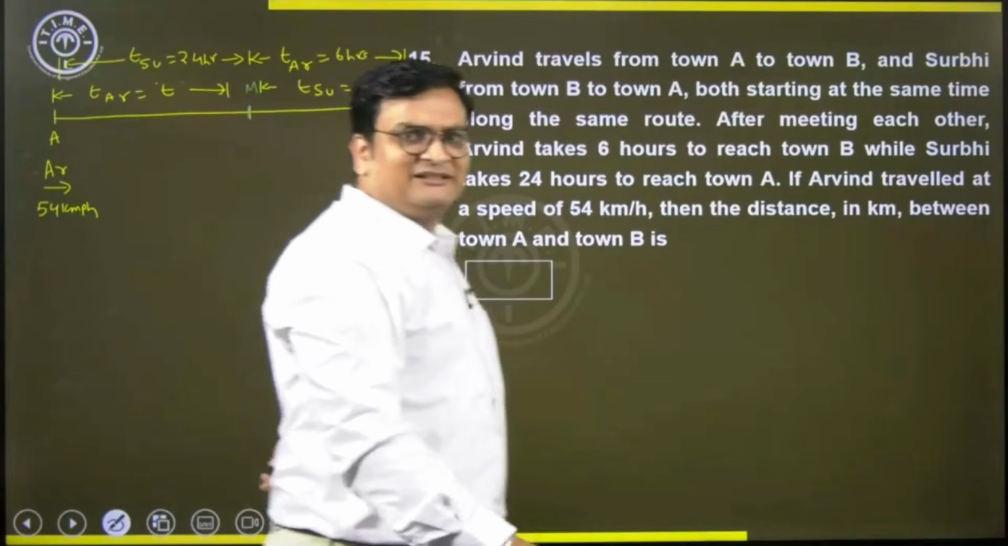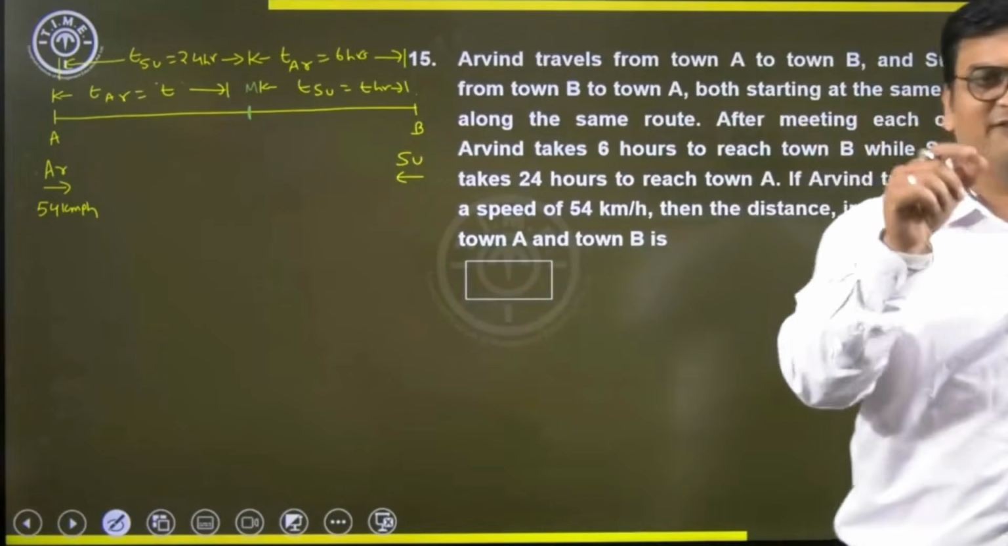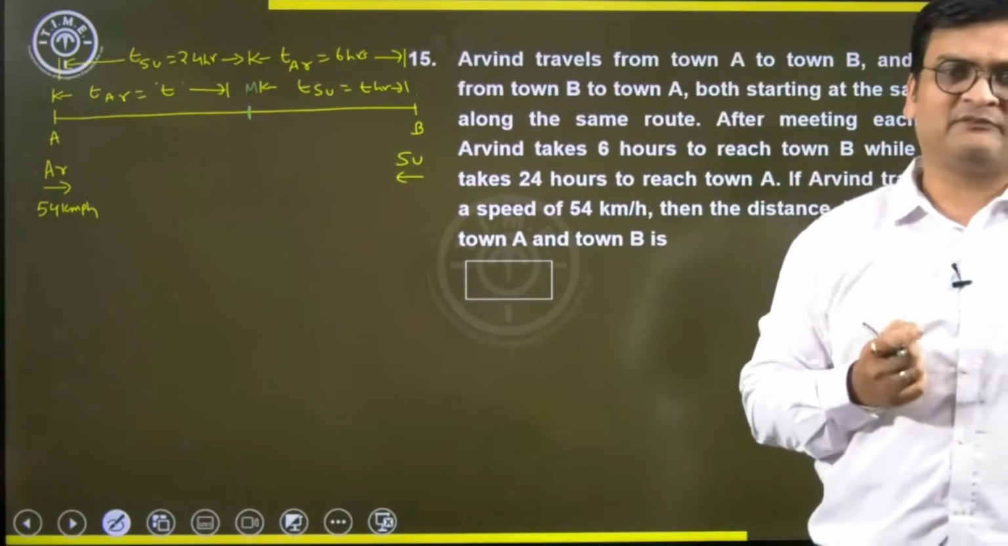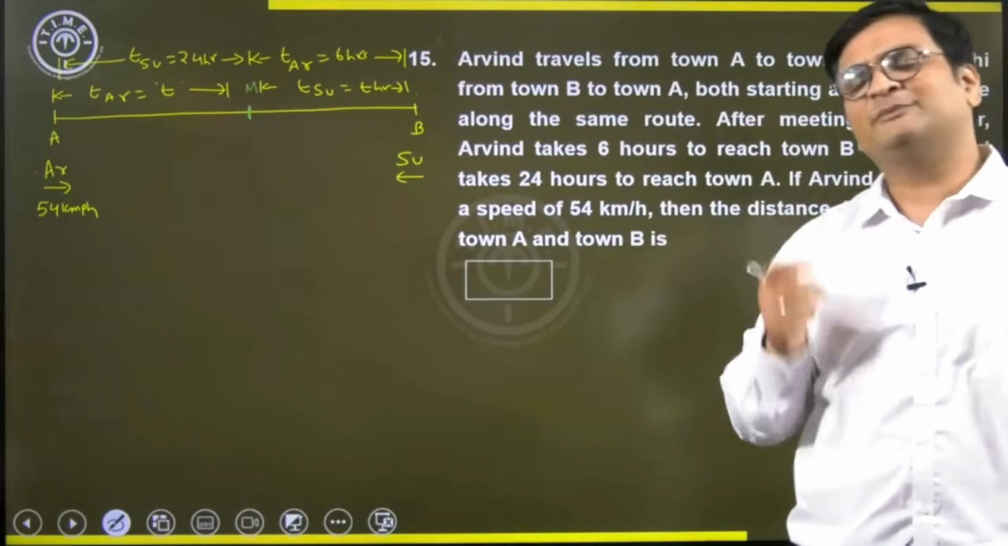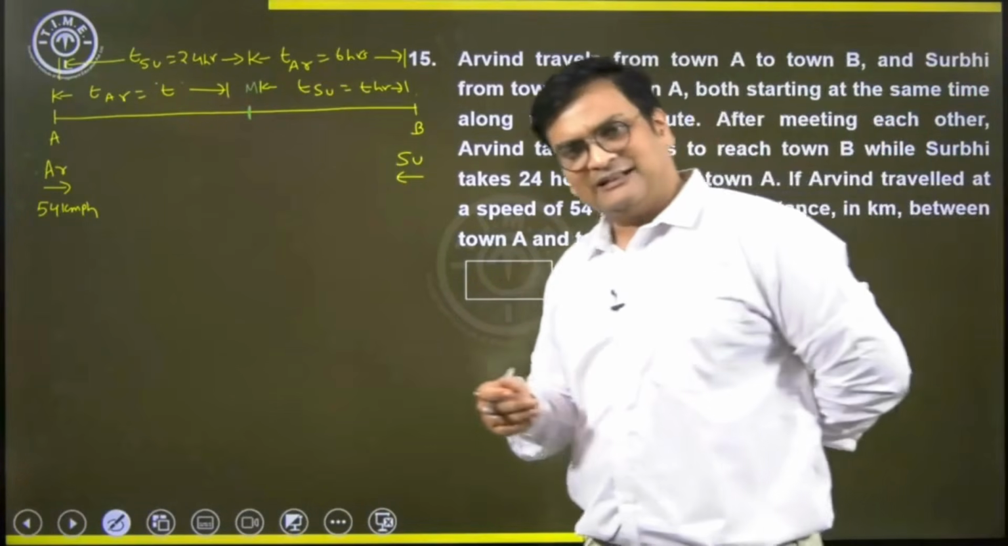Because they started simultaneously, and when they meet, both would have travelled for equal time. So if it's T for Arvind, it will be T for Surabhi also, the starting time to the meeting time.